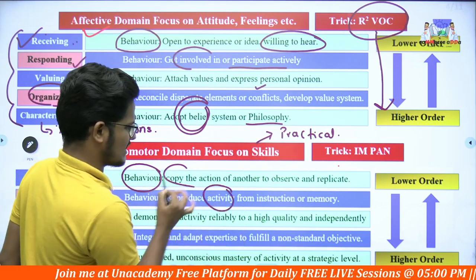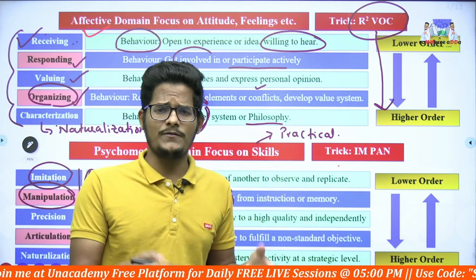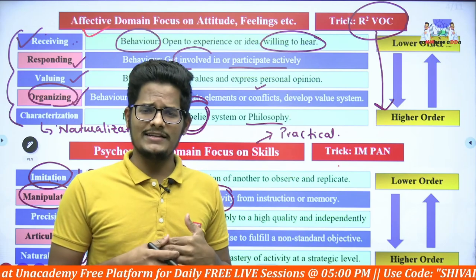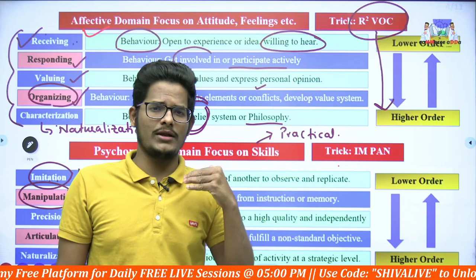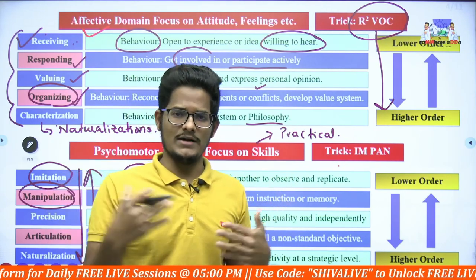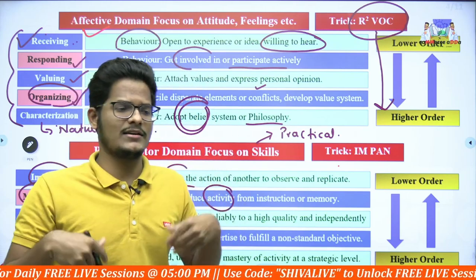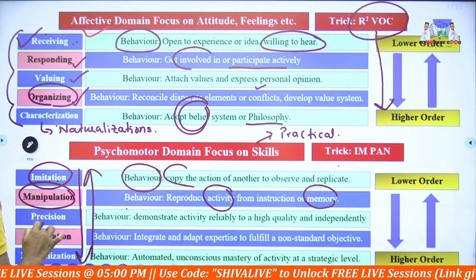Next, manipulation is nothing but reproducing the activity, whatever you observed or imitated, from instruction or memory. Suppose the driver went off and you have to do your own practice. Whatever is there in the memory that you have seen while imitating, in the same way, in the absence of the trainer also, you must be in a position to recollect and reproduce the same activity from your memory or the instruction.